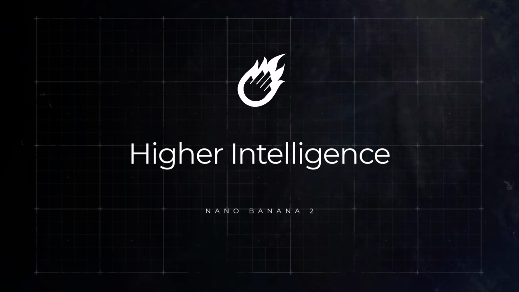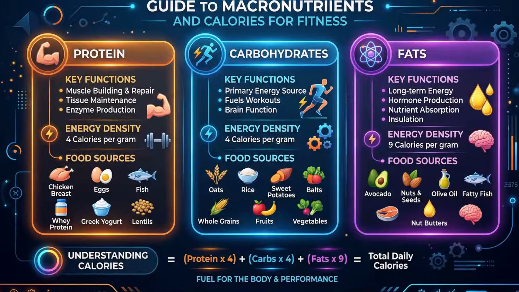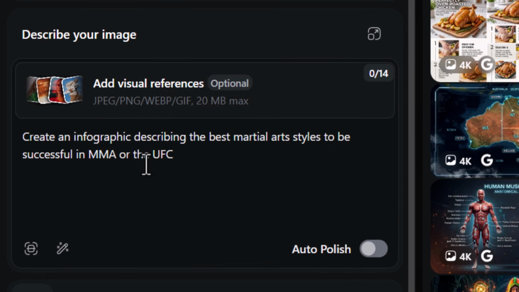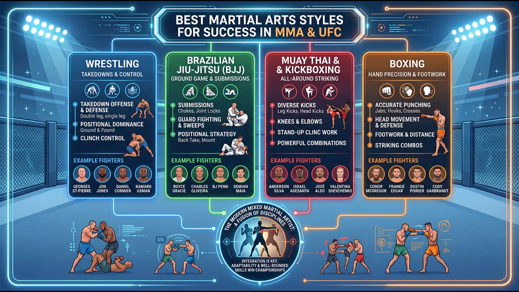Now, one of the things that really blew me away when Nano Banana Pro came out was its intelligence. And Nano Banana 2 has stepped this up another level because it's actually linked to Google Gemini. It can get real world information and include that in your image, even if you don't include it in the prompt. Take this infographic as an example.